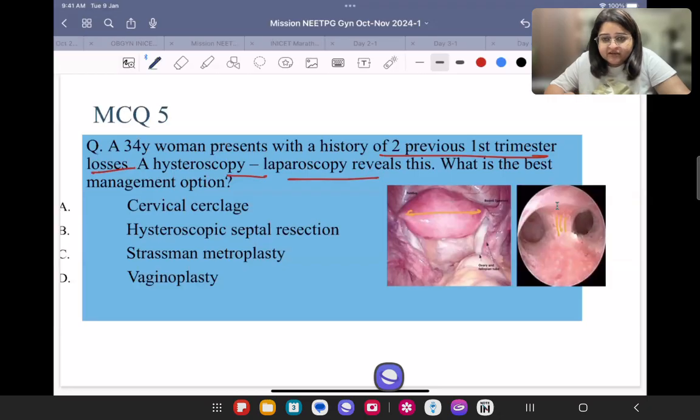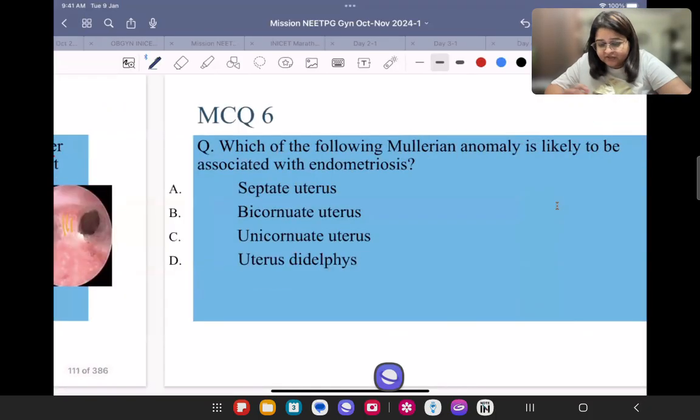The question they've asked is, what will you do? You'll do a hysteroscopic septal resection. Strassman metroplasty is for bicornuate uterus. Cerclage is for cervical insufficiency. Vaginoplasty, we've discussed, is to construct an absent vagina, as in MRKH.